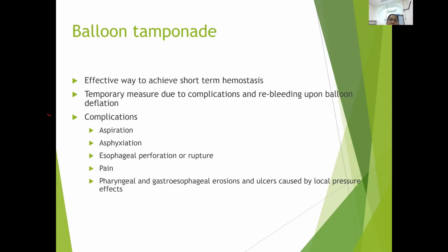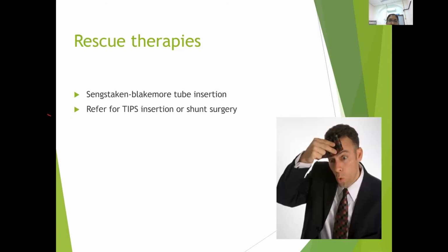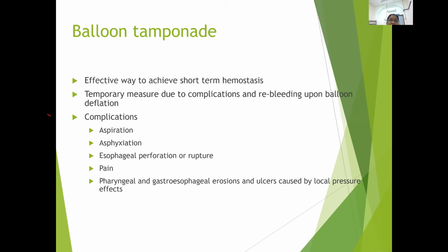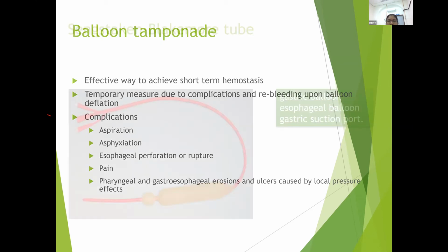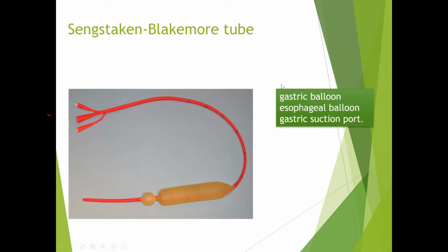Okay, so the Sengstaken-Blakemore tube is actually a balloon tamponade, which is an effective way to achieve short-term hemostasis, a temporary measure due to complications and rebleeding upon balloon deflation. Common complications are aspiration, asphyxiation, esophageal perforation or rupture, pain, or pharyngeal or gastroesophageal erosion or ulcers caused by the local pressures. If you look, this is the gastric suction part, gastric balloon, and esophageal balloon. So we inflate the gastric balloon prior to the esophageal balloon.